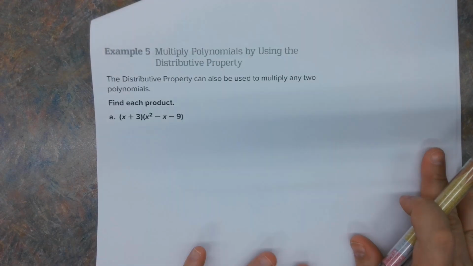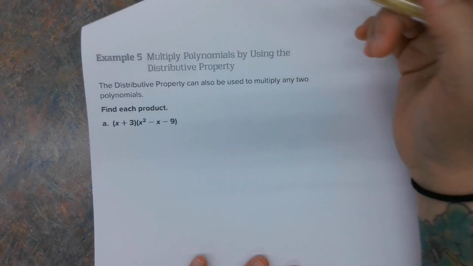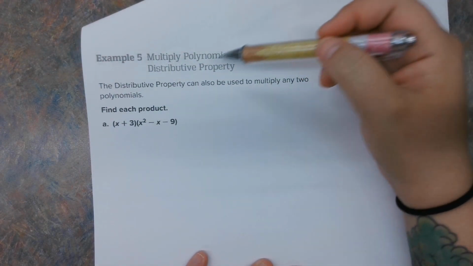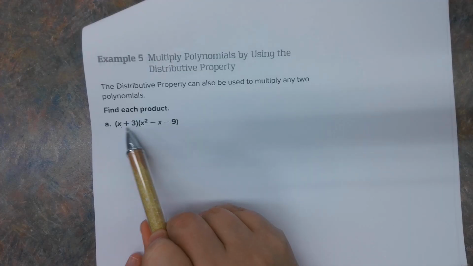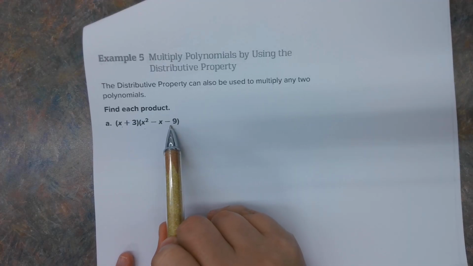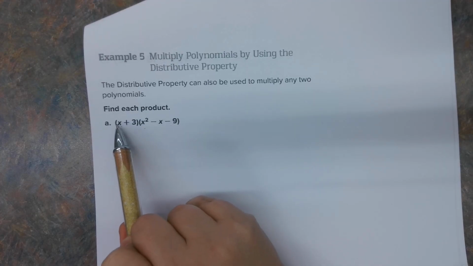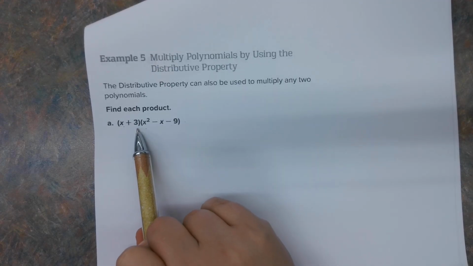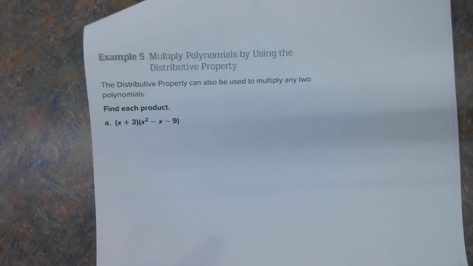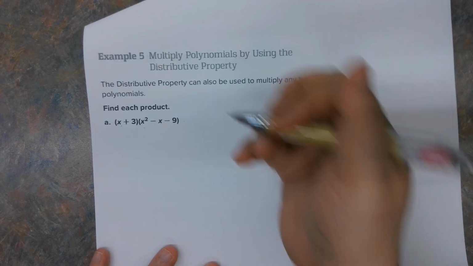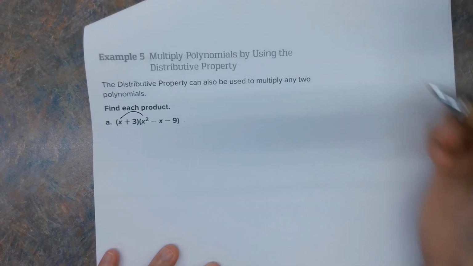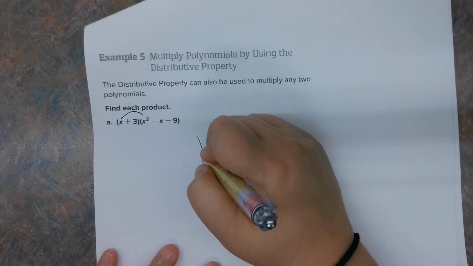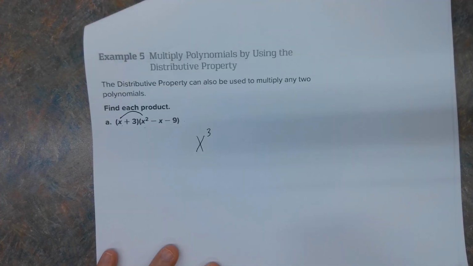Example 5. So here's where we have to think distribution. Okay, we're multiplying a polynomial using the distributive property. I've got a binomial here and a trinomial here. So what's going to happen is I have to multiply x by all of these things, and then I have to multiply 3 by all of these things. We're just distributing twice. Okay, so first, x times x squared is x to the third power.